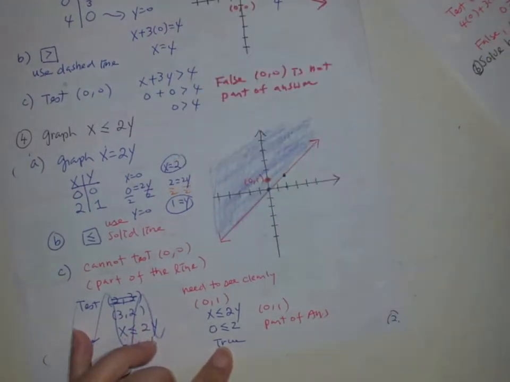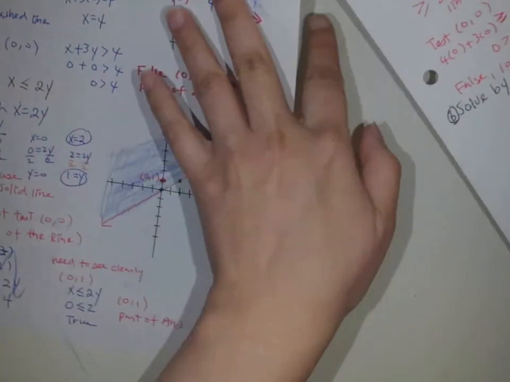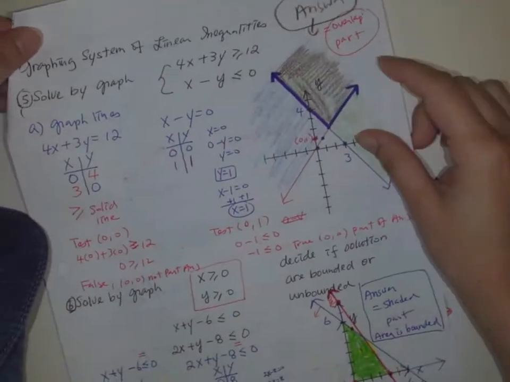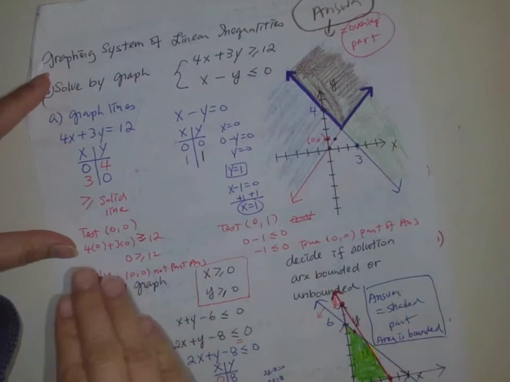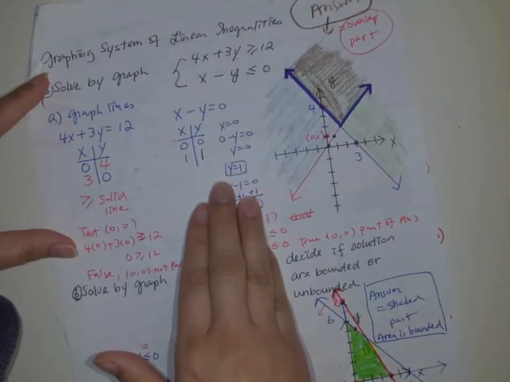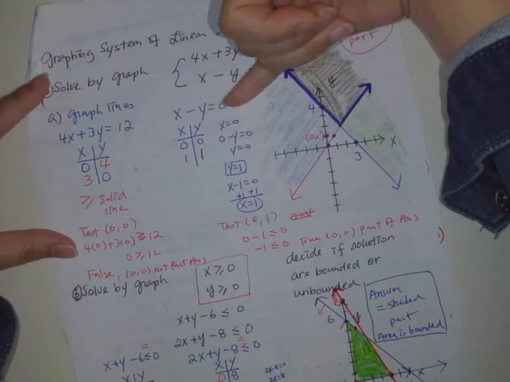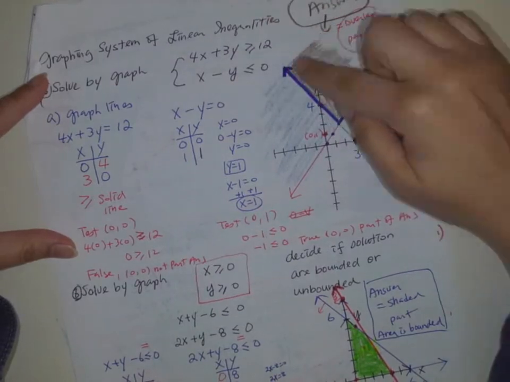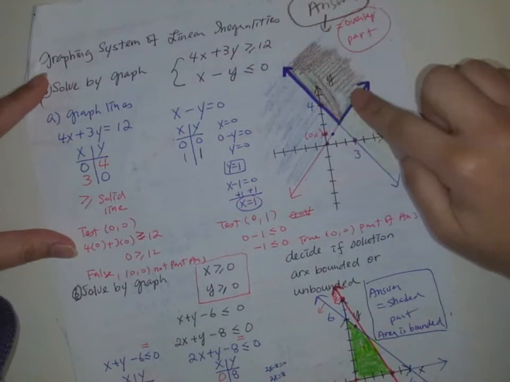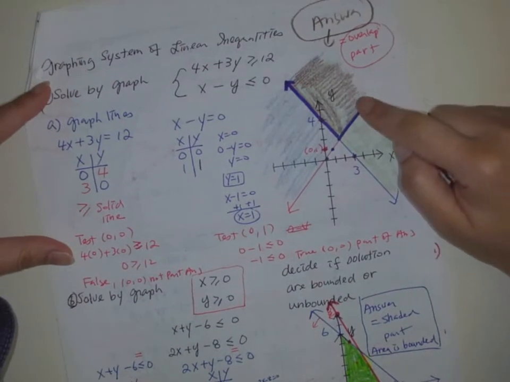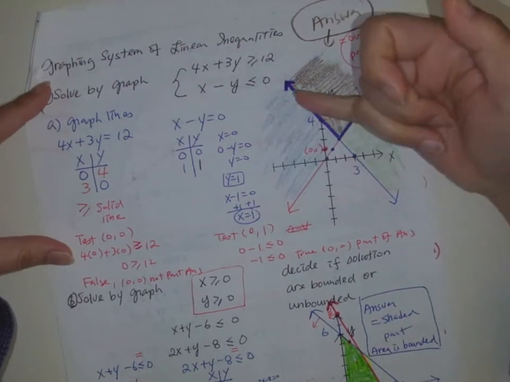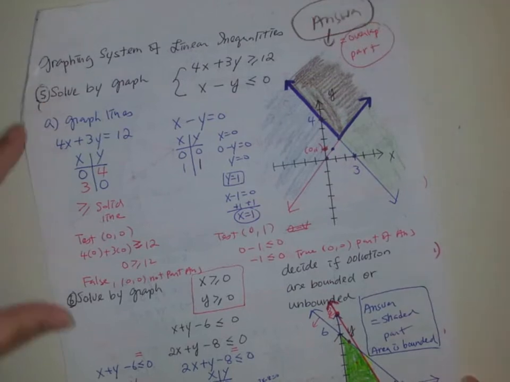All right, and for 5 and 6, we have more than one inequality, so it's a system. We need to do each individual part, and we shade this part and this part, so the overlapping shaded part is my final answer. And this particular one is not bounded because it goes on forever over here, right?